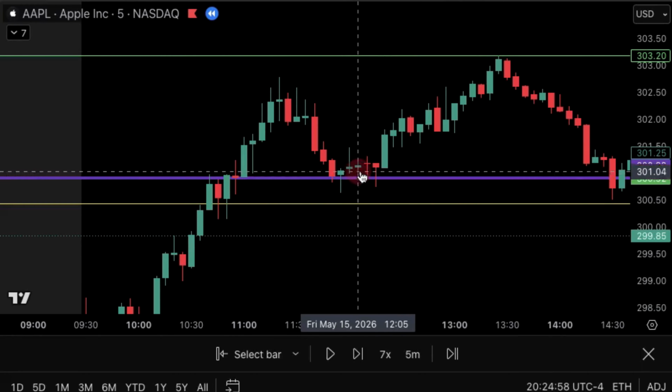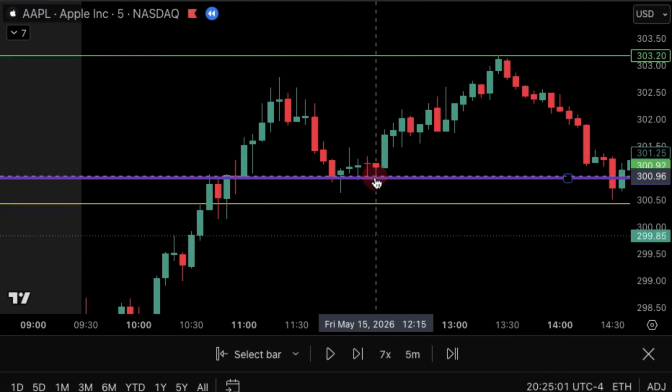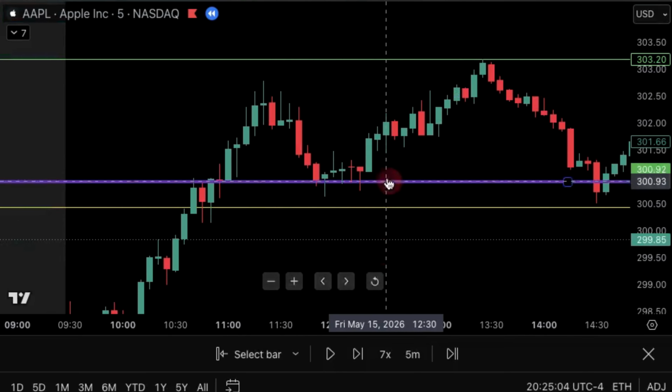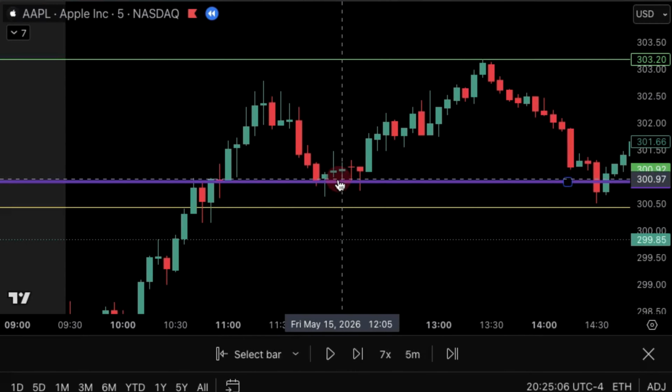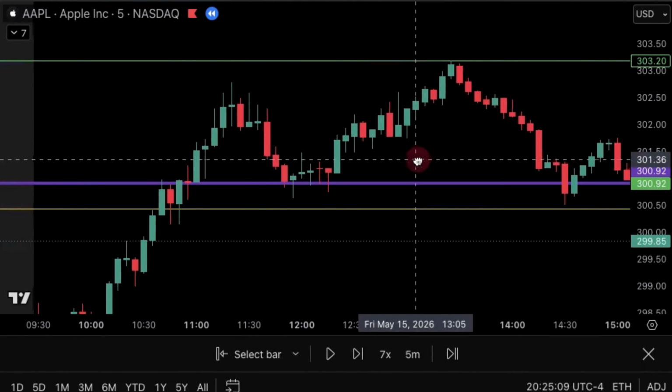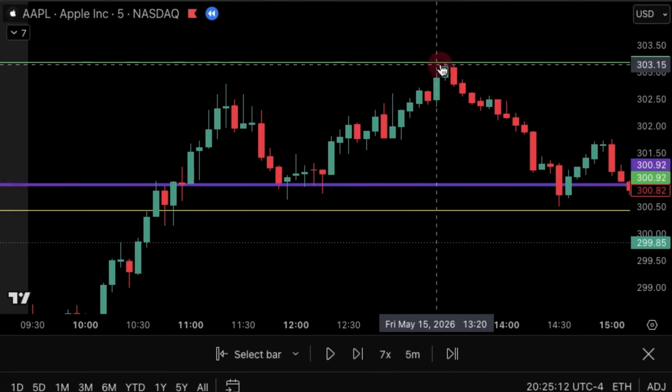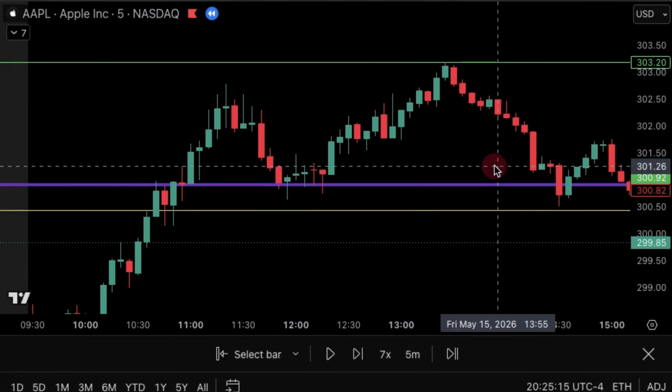So we retested that multiple times. 1, 2, 3, 4, 5, 6 times with a retest. I would have loved to have attempted this again. Going from that 300 level all the way up to 303, this would have been a monster payday. It would have been fantastic. So that's the second entry.